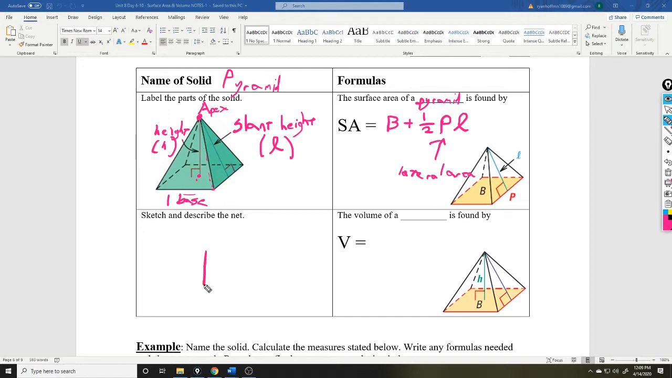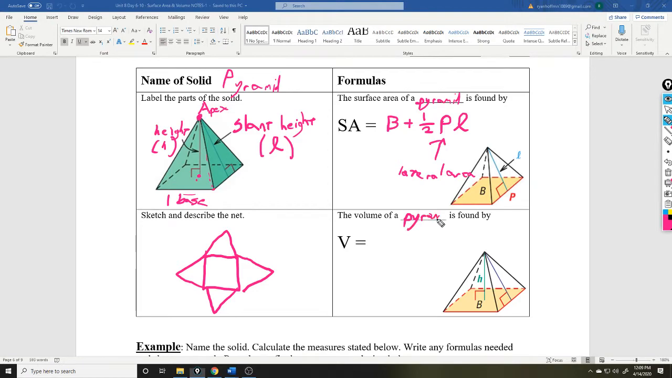Oh, I get to draw the net. Okay. Do my best here. The way that it would unfold two-dimensionally is basically you would have the square base, and then here are all the lateral faces like this. And then they would all fold up onto each other. That's the idea.